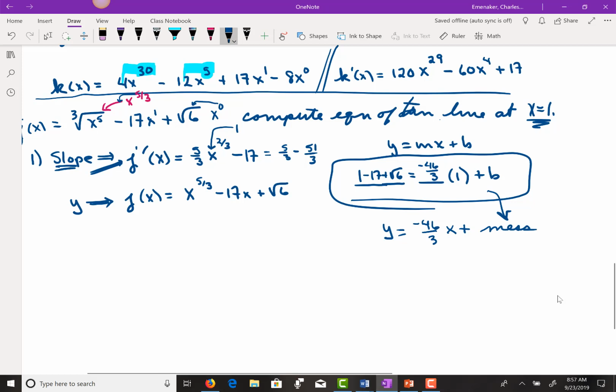Hey, does this make sense? You know what? We covered how many sections today? 2. 1.4 and 1.5. Okay?